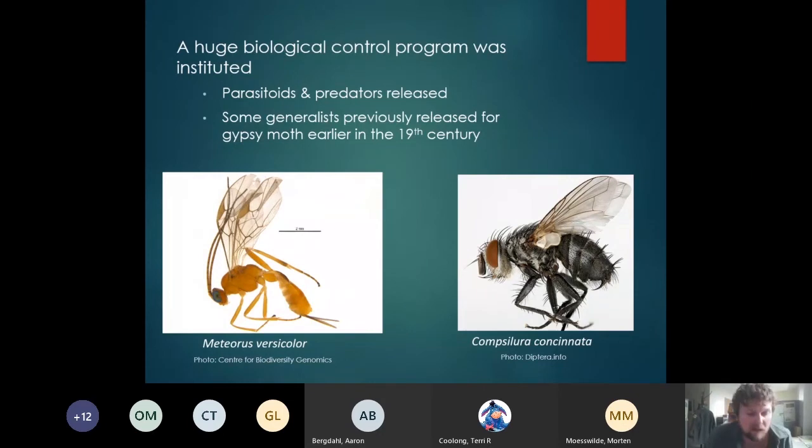So in the 1870s, a lot of these parasitic flies and wasps were being released for gypsy moth. Fast forward to the early 1900s when browntail moth comes on the scene, and a lot of these generalist flies and wasps then made the jump over to browntail and started attacking browntail. So it was sort of a silver lining, I guess, to having these generalists out there.